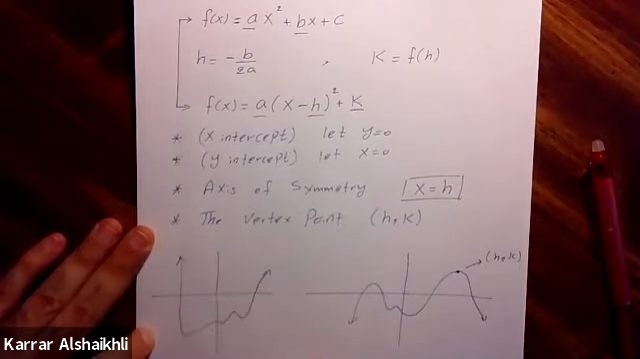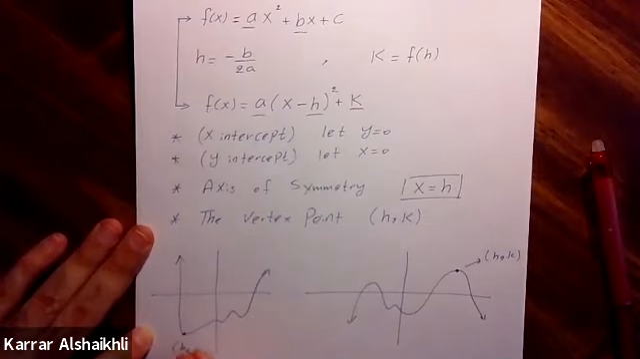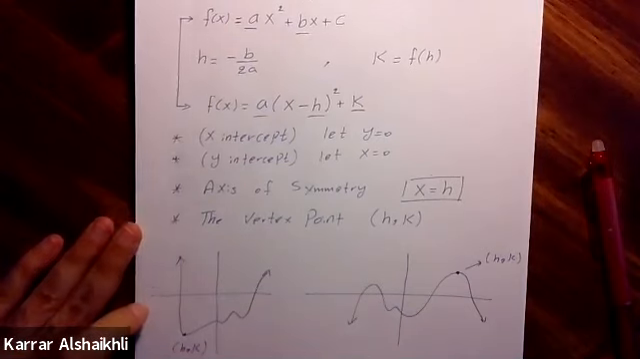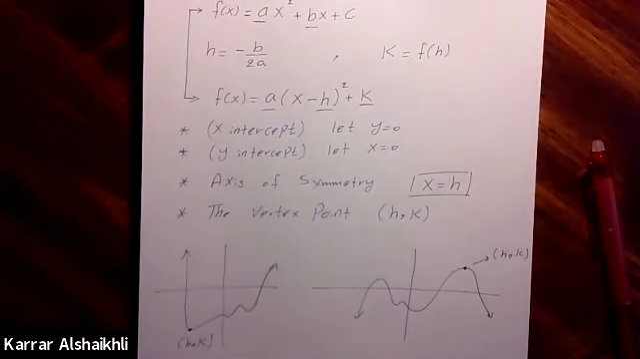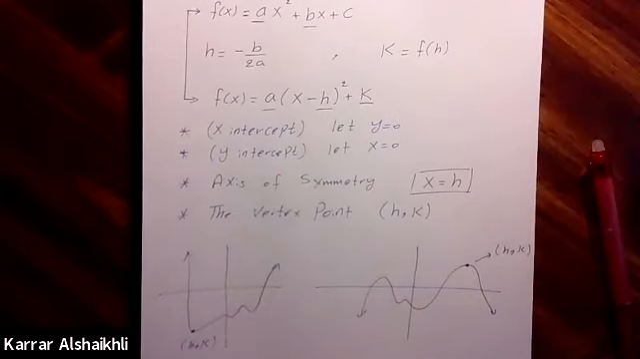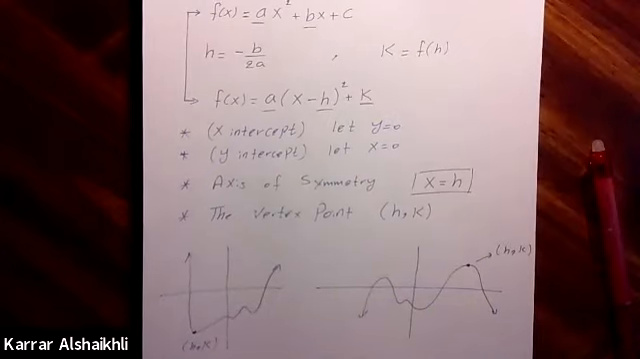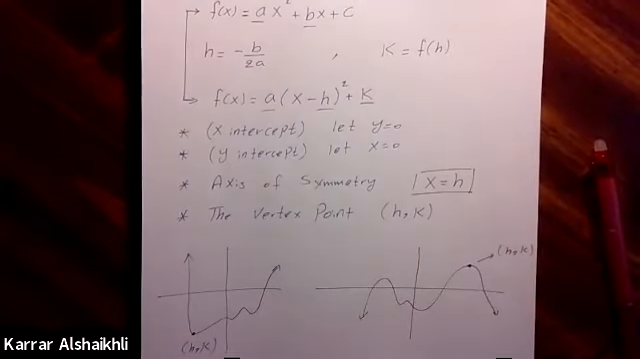The vertex here is going to be the minimum point. This is the vertex with h and k. So the vertex point could be the highest point, the maximum point, or the minimum point. If you have a graph, you don't have to do these steps. Just locate the maximum point or the minimum point. If there's no graph, go ahead and do these steps to find the vertex point.